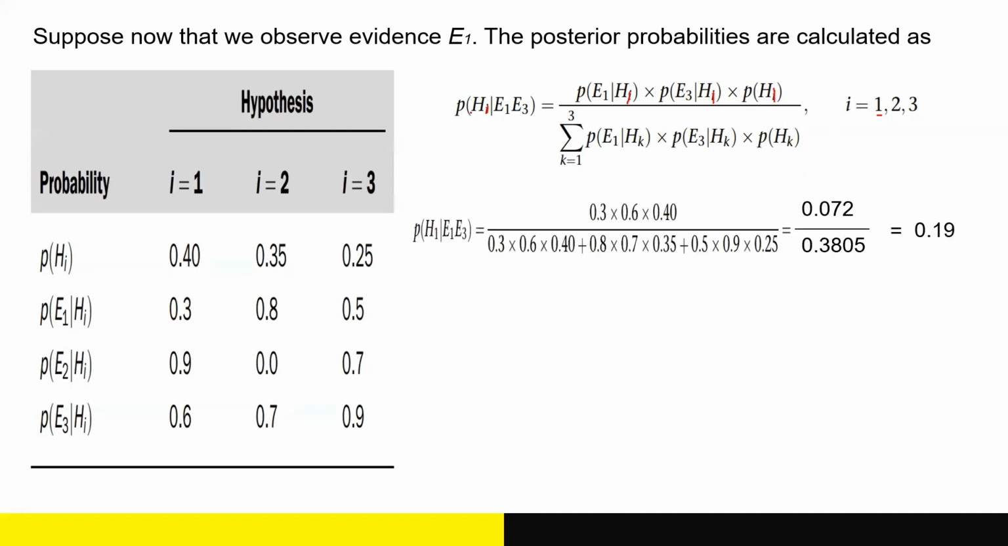So the probability of hypothesis 1 given evidence 1 and 3 is equal to the probability of evidence 1 given hypothesis 1, so we have 0.3, multiplied by the probability of evidence 3 given hypothesis 1, so we have 0.6. And then the probability of hypothesis 1, so we have 0.40. And then divided by the sum over index k, starting with k equal to 1: 0.3 multiplied by 0.6 multiplied by 0.40, plus, so our index k now is 2.